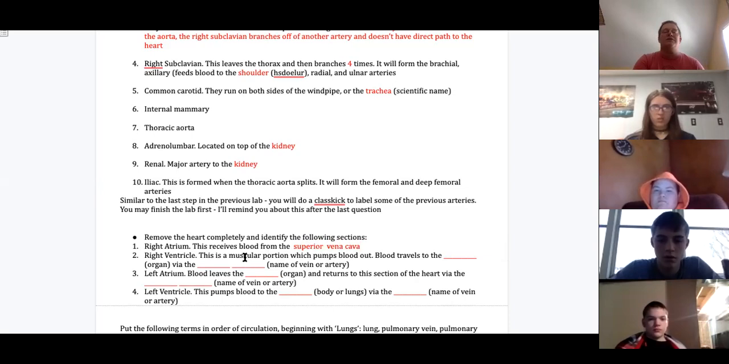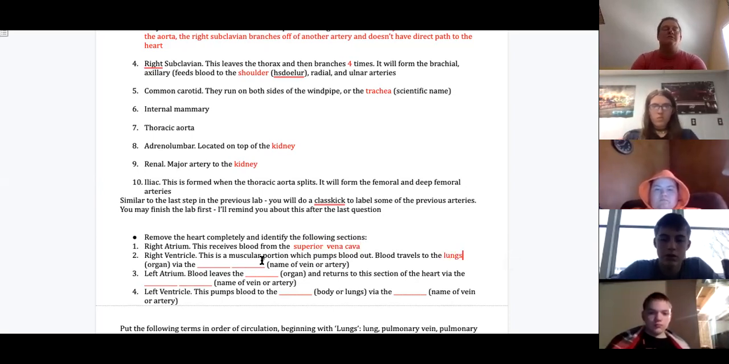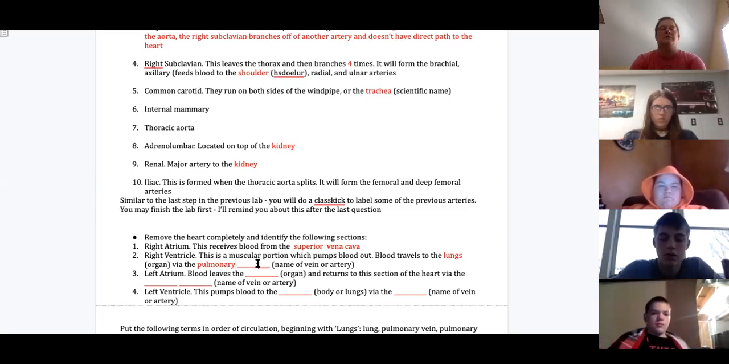Right ventricle. This is the muscular portion which pumps blood out. Blood travels to the where? Where is it going? Major organ. It has to go get oxygen from the lungs. And it's going to travel through the pulmonary artery. Vein, artery.